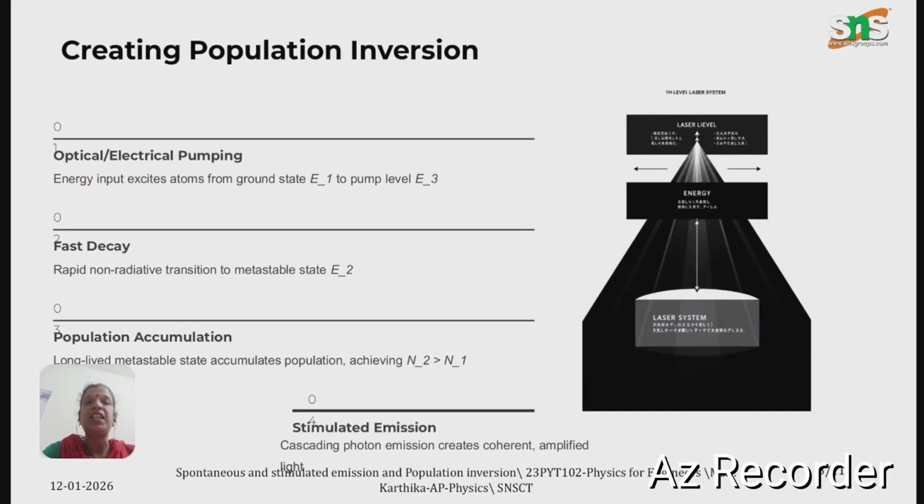Here we can see creating population inversion. We have different mechanisms for that. The first one is optical or electrical pumping, where with the help of light energy we can induce the atom from the ground state to the excited state. Then fast decay, a rapid non-radiative transition to the metastable state, that is the E2 transition. Then population accumulation: the long-lived metastable state accumulates a population, achieving N2 greater than N1. Then stimulated emission, where with the help of external energy, the atoms move from the excited state to the ground state.